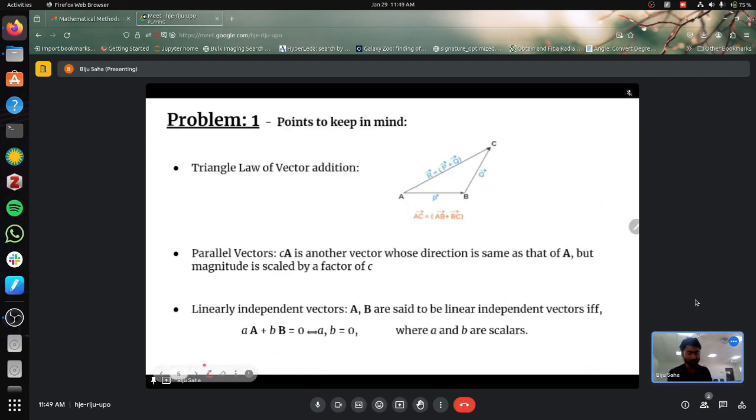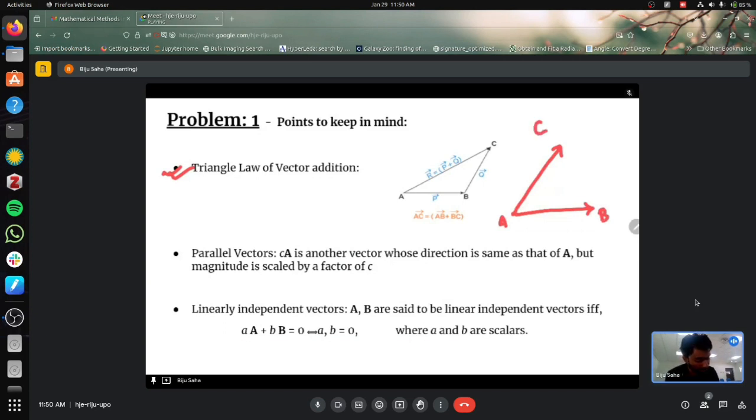So these are the points that you need to keep in mind while proceeding towards solving the question. The very first concept is the triangle law of vector addition. That is something you need to keep in mind, because all the steps will involve this particular property. The triangle law of vector addition says that if there is a point and two vectors originate from that point, let's say A is the head of the vector and B or C are the tail of the vector.